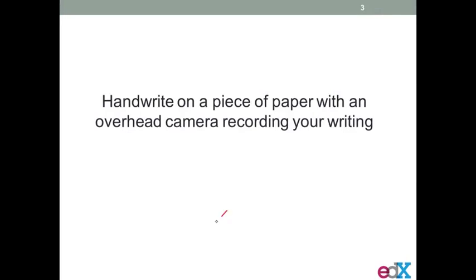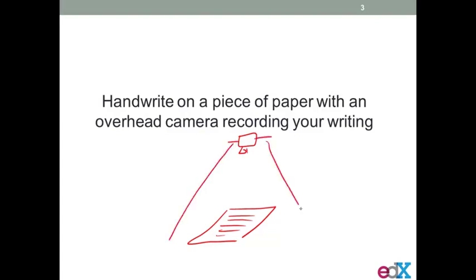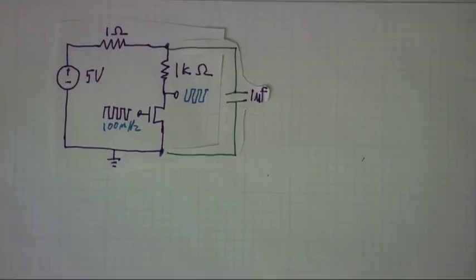Okay, so here what you can do is you might have a piece of paper here, and you might have an overhead camera somehow mounted on a tripod. Then you can use your hand and handwrite on the piece of paper and get the camera to capture your handwriting. We'll show you a demonstration of that as well, and that can be quite useful in recording video.